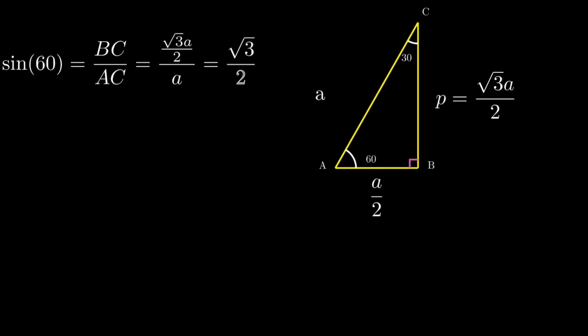Now we know that sine theta is equal to the perpendicular by the base. So perpendicular is BC and base is AB. On putting the BC and AC values, we get the value of sine 60, which is equal to root 3 by 2.